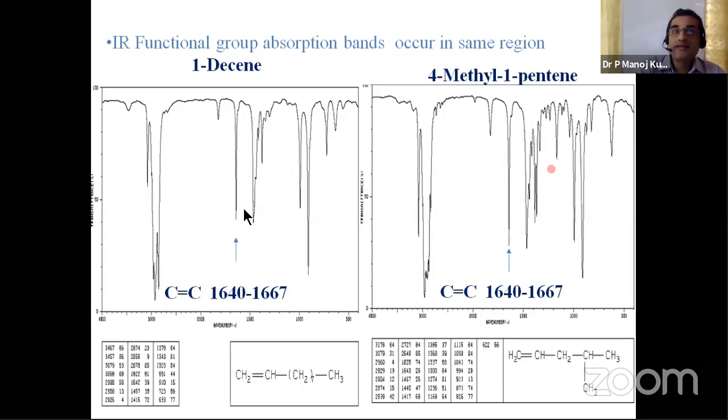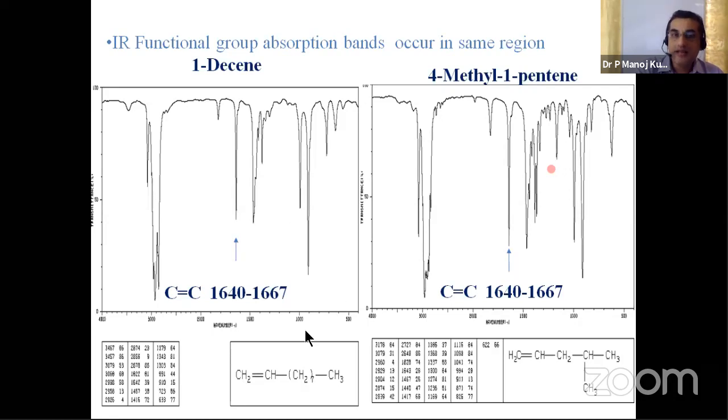So here, why does it happen? Why in both the IR spectra are you getting similar structure? Because here you have a structural similarity between the two compounds. In both the cases, it is a vinyl alkene that you have. There is only one substitution, mono substitution. So the C double bond C that you get here, and the C double bond C that you get in the case of 4-methyl-1-pentene, both are similar. That is why you get the same type of band here.